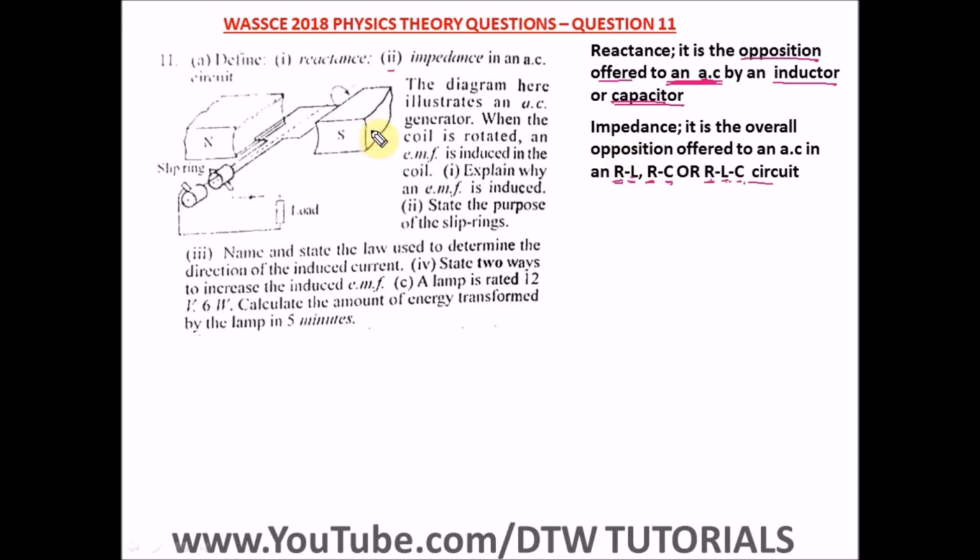Now for the next question, it says the diagram here illustrates an AC generator. When the coil is rotated, an EMF is induced in the coil. Explain why an EMF is induced. An EMF is induced when the coil rotates between these two strong magnets here. As the coil rotates, it cuts across the magnetic flux lines. That's how the EMF is induced.